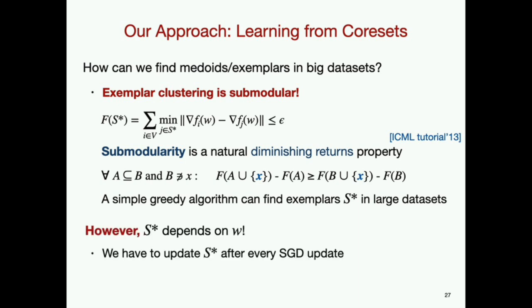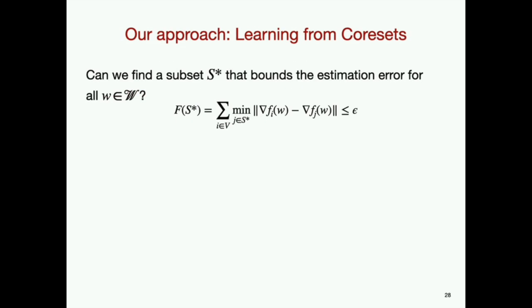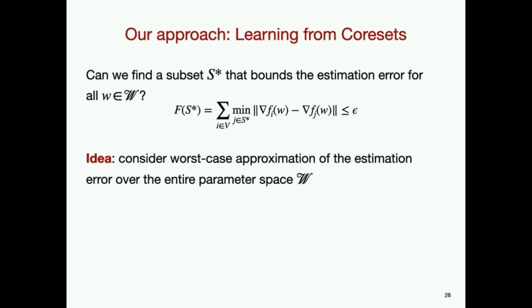However, for which parameters shall we calculate the gradient and then find the subset? We don't want to do this after every SGD step. That's very slow. Okay, so let's look at this submodular objective function. What we need to solve it is the pairwise gradient similarity that you see between all the examples i and j, right?